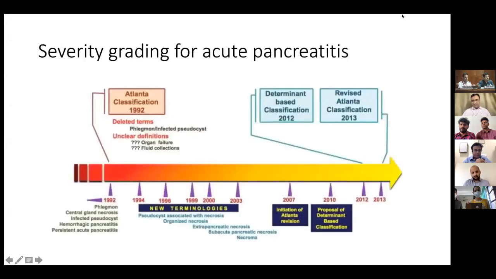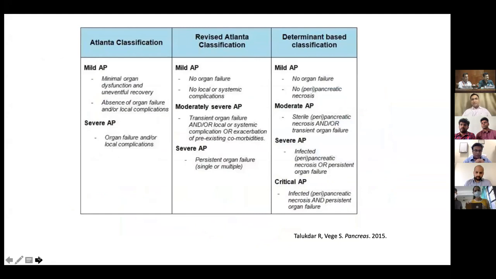Severity grading in acute pancreatitis is something that we should know as part of routine clinical practice, because most of our patients have to be prognosticated, and based on severity grading, we should be able to say how severe the pancreatitis is. There have been different classifications given over a period of time. Initially in 1992, the Atlanta classification came in, but the terminologies were not very clear. Subsequently, a revised Atlanta classification was given in 2013, which is what we follow at the moment. The revised Atlanta classifies it into mild, moderately severe, and severe acute pancreatitis. This is what is practiced routinely in clinical practice by most people, and also in various clinical trials.